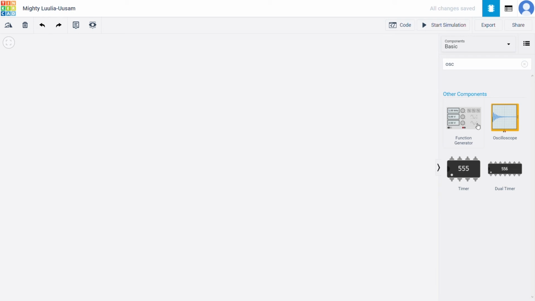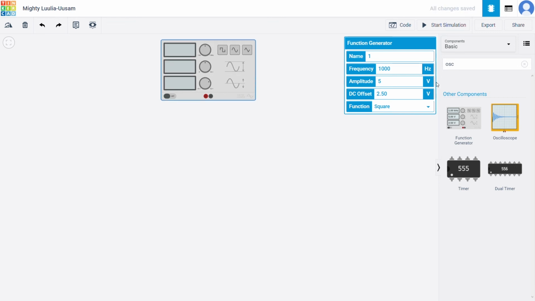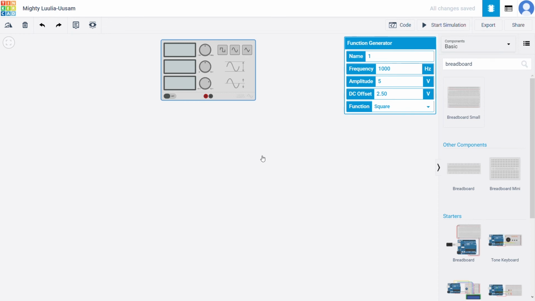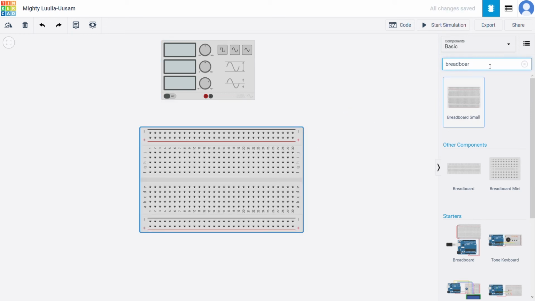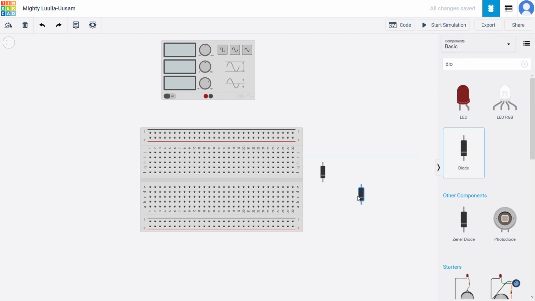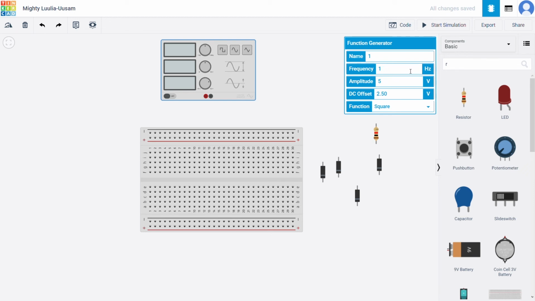So for part 4, we're going to need a function generator, a board, 4 diodes, 1, 2, 3, and 4, and a resistor. So on 1 kilo ohm, I'm going to supply 50 Hz with 40 amplitude, 0 offset.